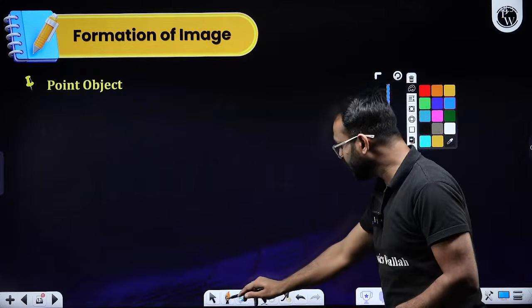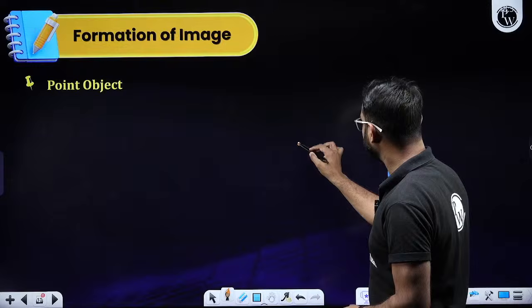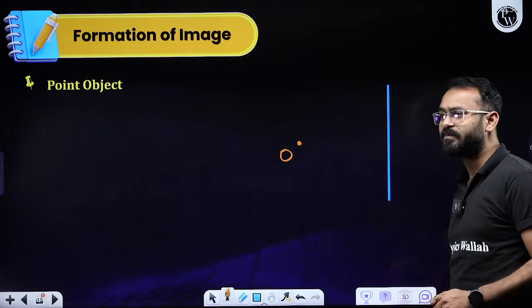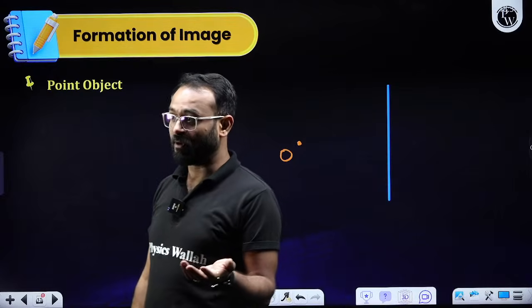So that's your plane mirror, and I'm going to place an object over here. So this is my point object. I'm going to place it over here. How is the image going to be formed?